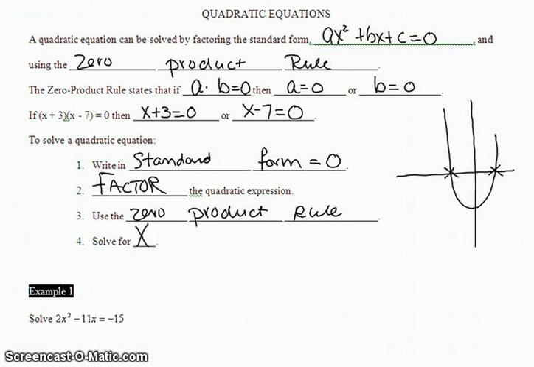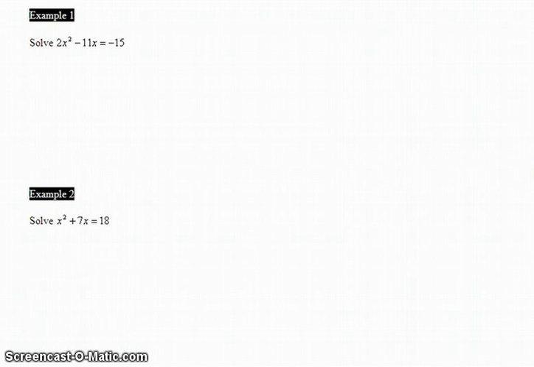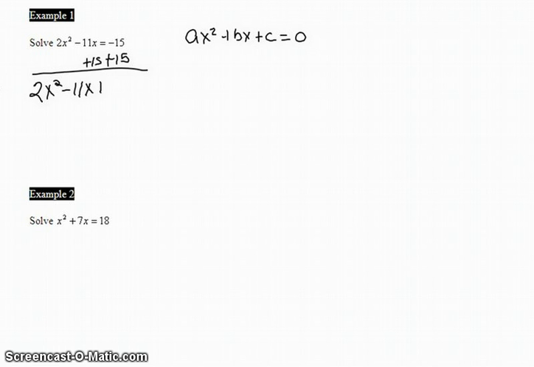Let's take a look at our first example. We have solve 2x squared minus 11x equals negative 15. The first step says to write it in standard form, so I need ax squared plus bx plus c equals 0. So I need it equal to 0. To eliminate the 15 from the right side of the equation, I'm going to add 15 to both sides of the equation. So I'm left with 2x squared minus 11x plus 15 equals 0.